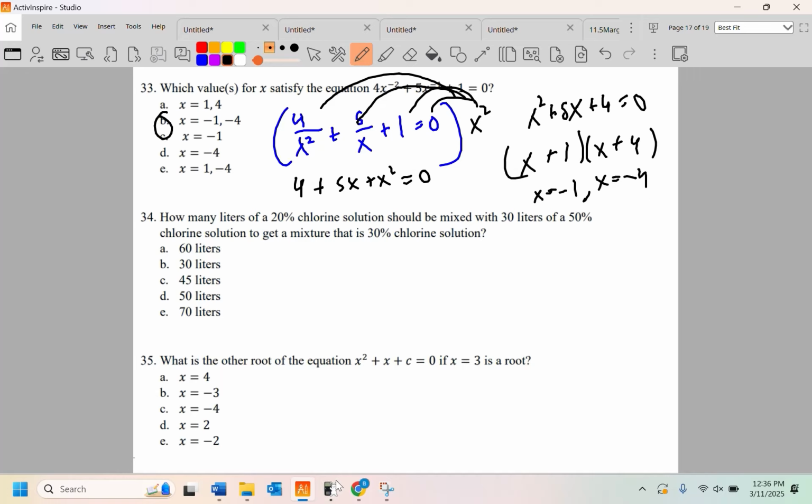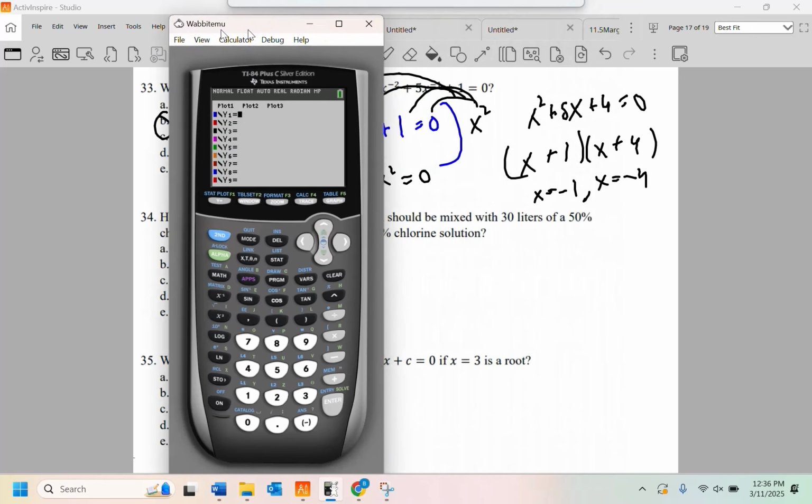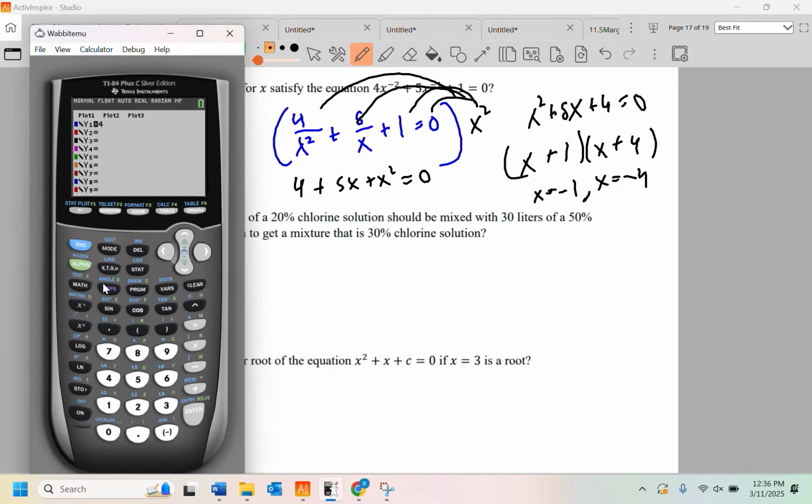And the truth is, it was actually even easier than that, because what could you have done? You could have gone to y equals. There isn't much you can't do in y equals.